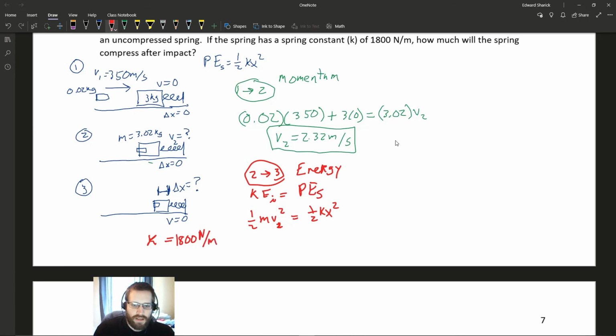All right, mass, we can't cancel out because there's no mass in the spring conservation problem. It just depends on the spring constant. So we do have to make sure we get the correct mass. Should I use 3? Should I use 0.02? Or should I use 3.02? So hopefully you said I should use 3.02.